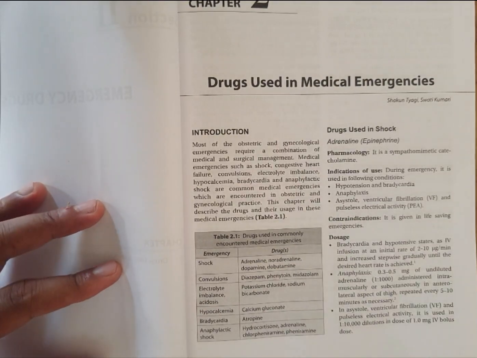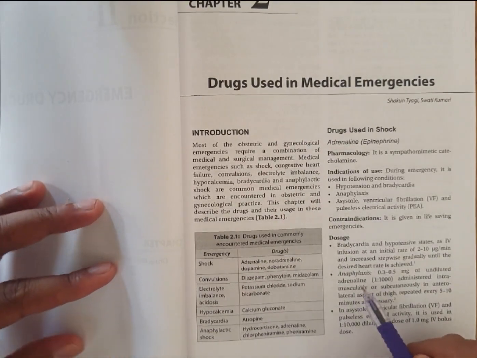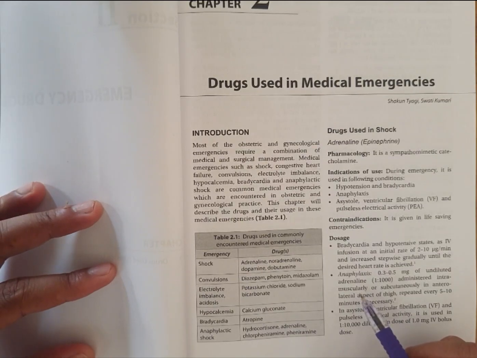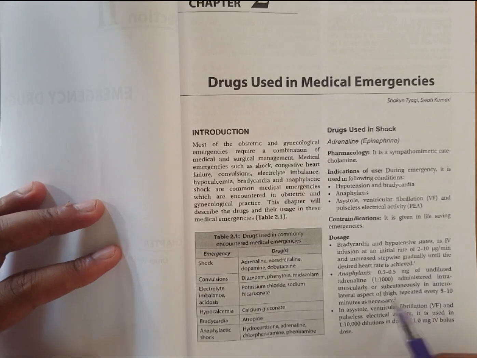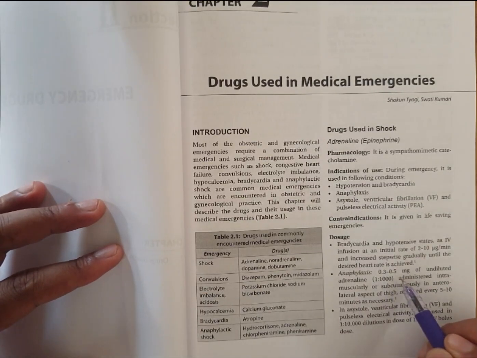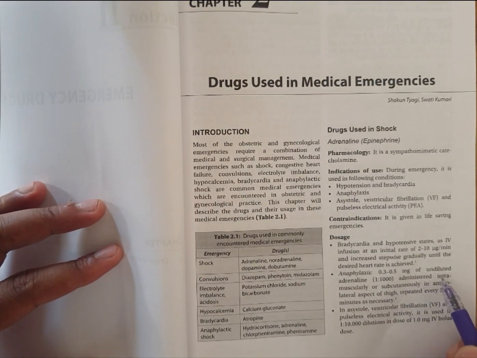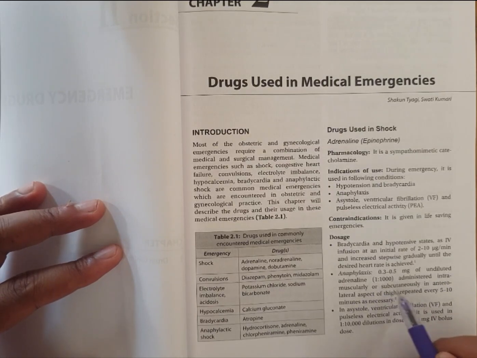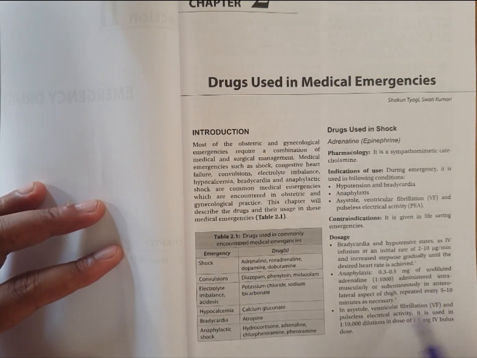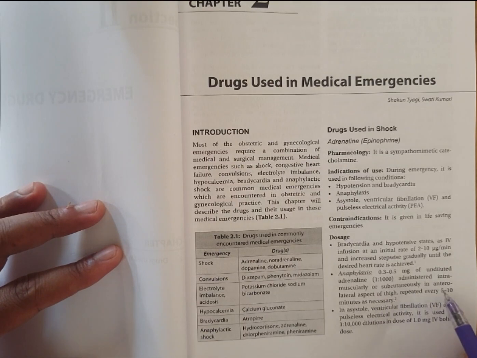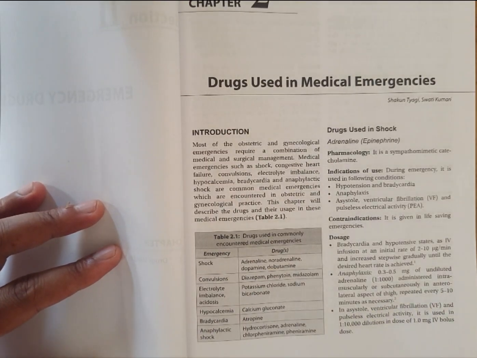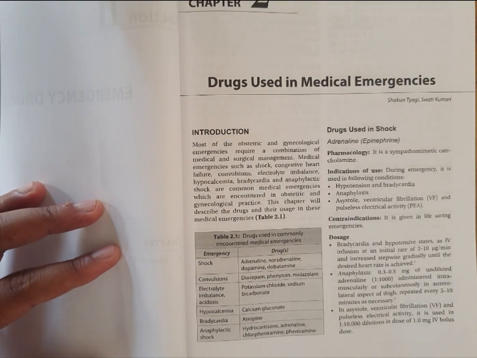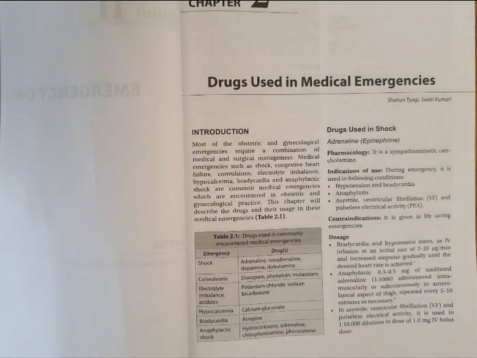Anaphylaxis: if you see any patient develop anaphylaxis after a blood transfusion reaction or any food intake or food allergic reaction, then you can give 0.3 to 0.5 milligram of undiluted adrenaline 1:1000 administered intramuscularly or subcutaneously in the anterolateral aspect of the thigh. You can repeat this dose after 5 to 10 minutes as necessary. Okay, remember this anaphylactic dose, it is very important.